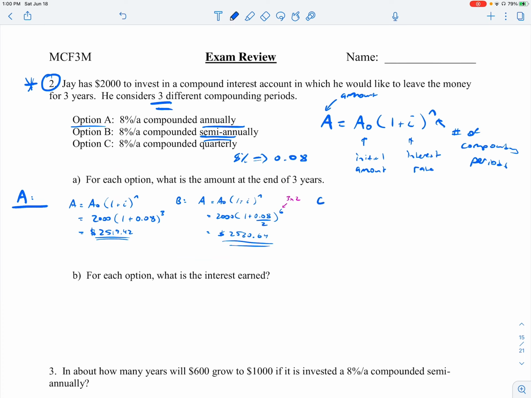So we'll go with C. Same formula. Initial amount is 2,000. Okay, this time the interest rate is 8% per year, but it's compounded quarterly. So we can't have per year anymore. We need per quarter. So we've got to divide by 4. So we're going to take that 0.08, we're going to divide it by 4 quarterly. And then the number of compounding periods, quarterly means 4 times. So it's 4 times for every 3 years, total of 12.